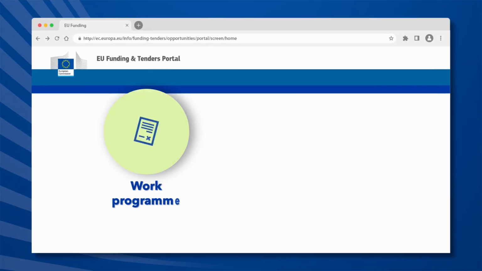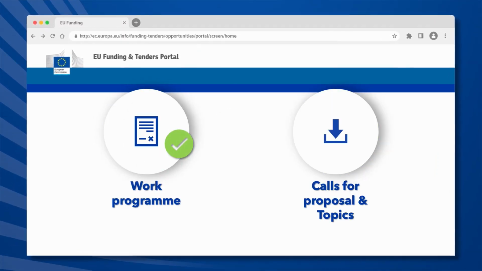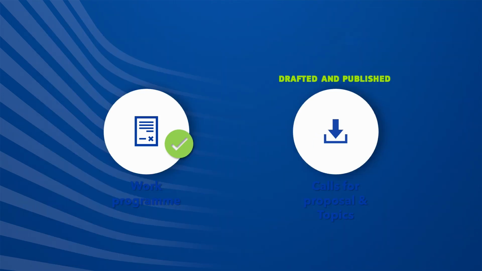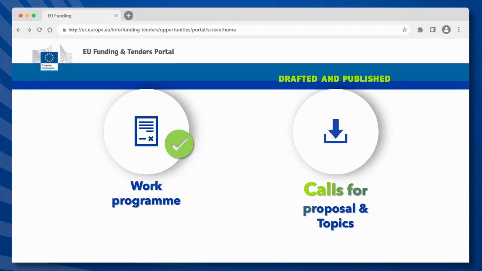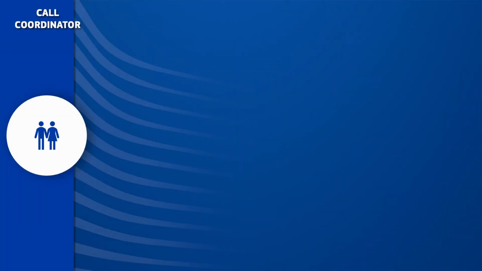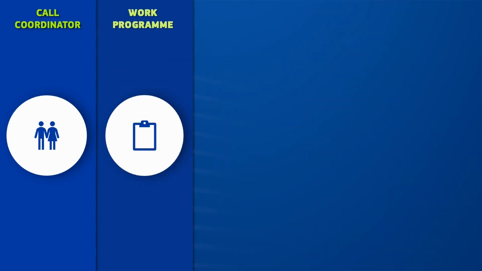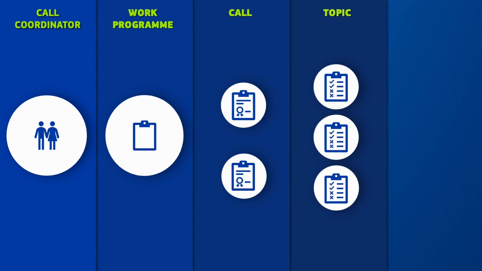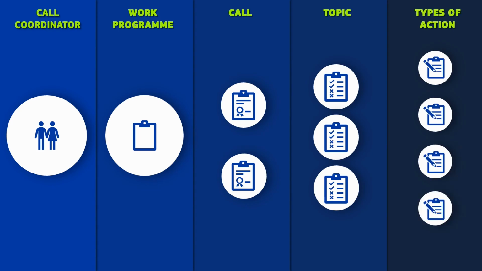Once the work programs are adopted, the calls for proposals and topics can be drafted and published on the EU Funding and Tenders portal. Each topic has a budget assigned to it. The creator of the call, known as the call coordinator, divides each work program into multiple calls to achieve the defined priorities. Each call is divided into topics, and each topic can be funded by one or more types of action.